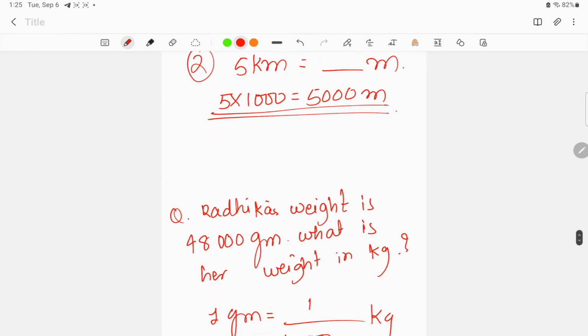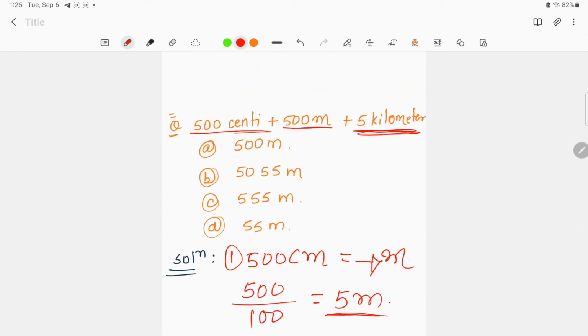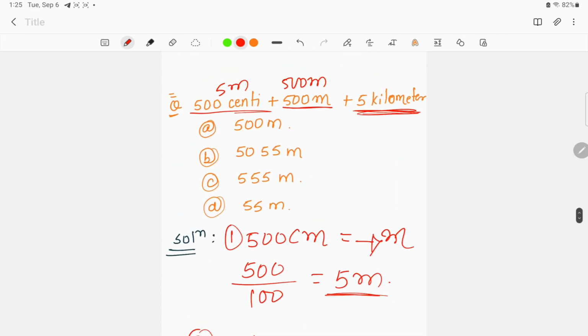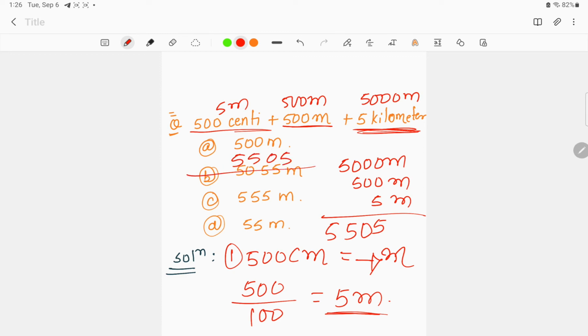Now we have converted 500 centimeter into 5 meter. This is 5 meter, this is already 500 meter, where conversion is not required, and we have converted 5 kilometer into 5000 meter. So we have to add all three quantities, that is 5000 meter plus 500 meter plus 5 meter. The answer to the question is 5505. So answer B is the right answer to the question, and this is how we convert one unit into another unit, and this kind of question can be asked in the examination.